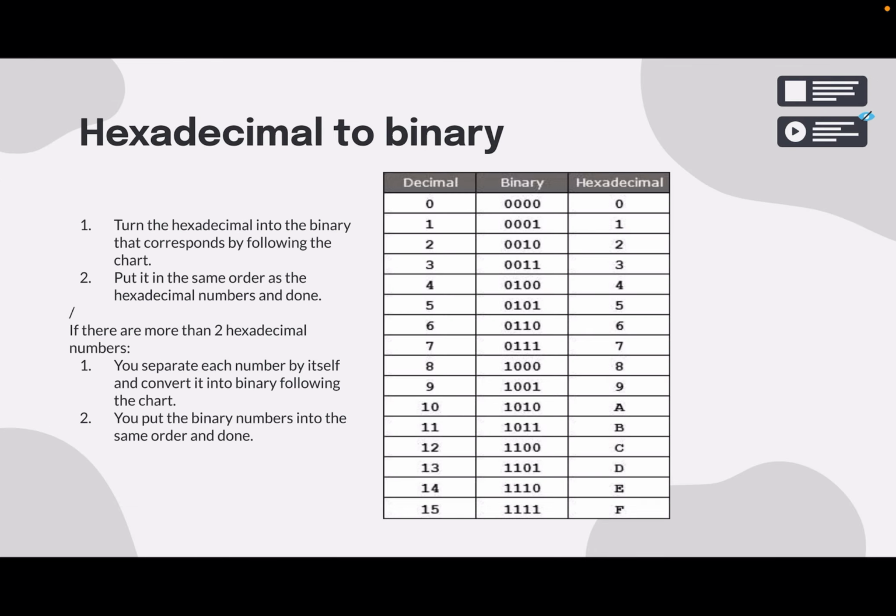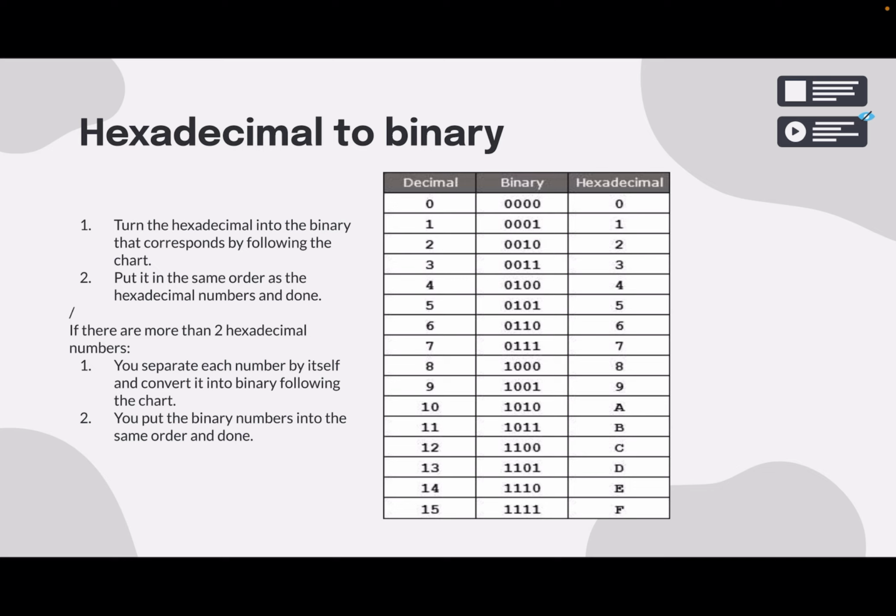Hexadecimal to binary. How to convert from hexadecimal to binary. First, you grab your hexadecimal number and you convert it directly into the binary one that corresponds by following the chart. Then you put it in the same order as the hexadecimal numbers and done.